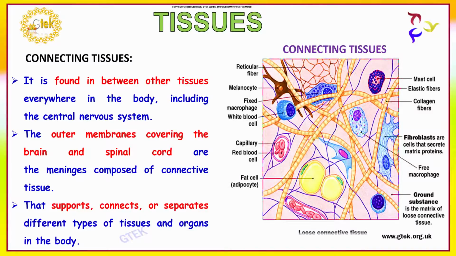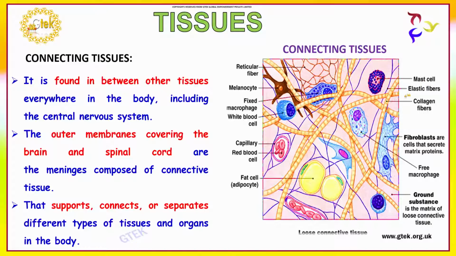Now we are going to see connective tissue. It is found in between other tissues everywhere in the body, including the central nervous system. The outer membranes covering the brain and spinal cord are meninges composed of connective tissue. It supports, connects and separates different types of tissues and organs in the body. You can see the connective tissue here, and the mast cell.